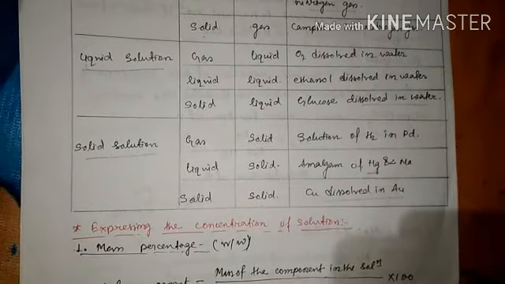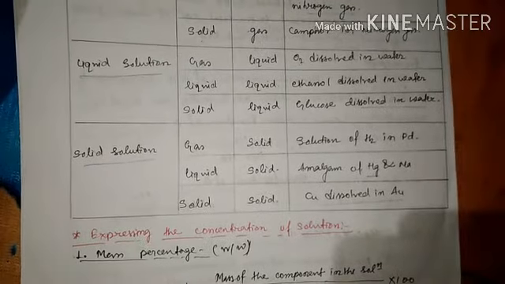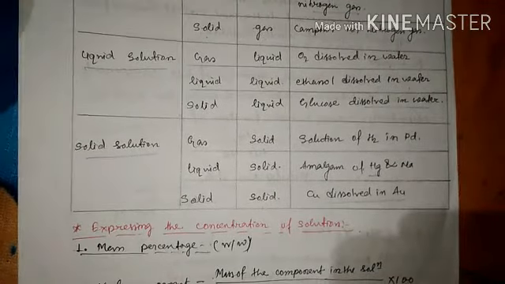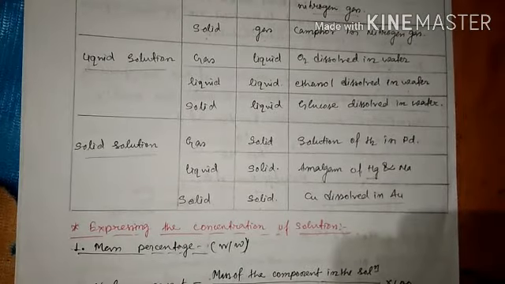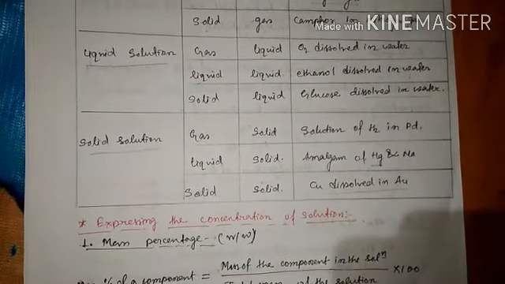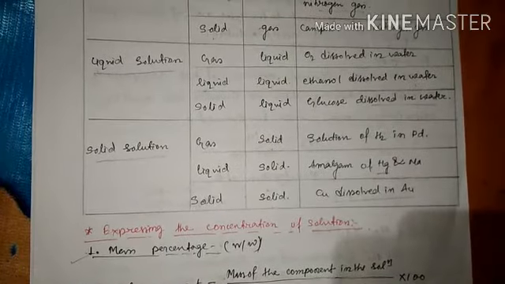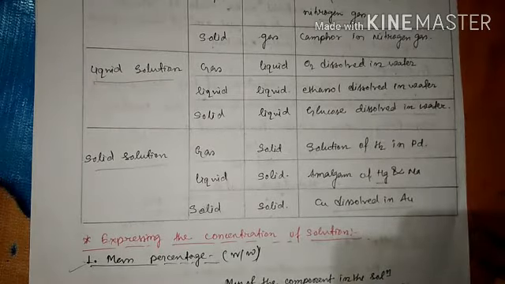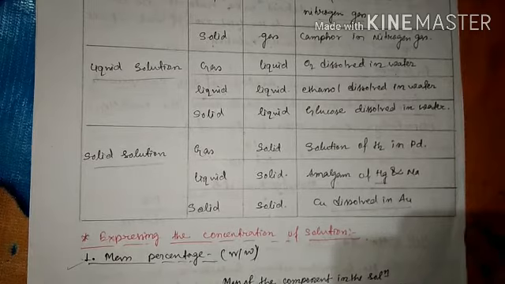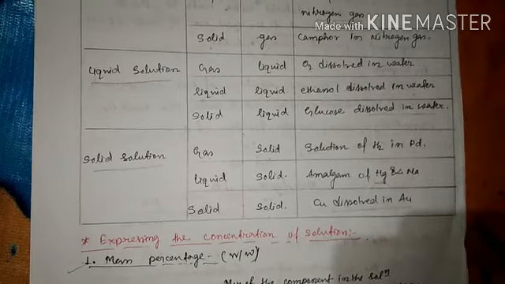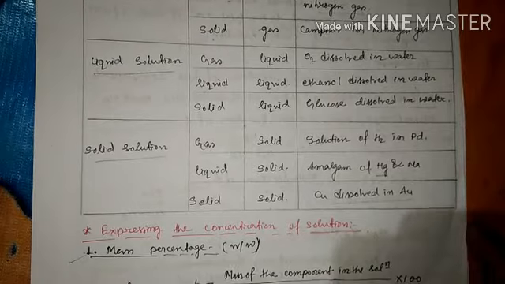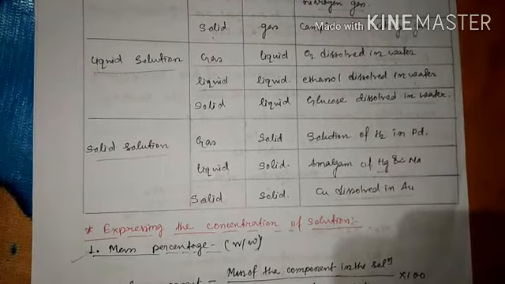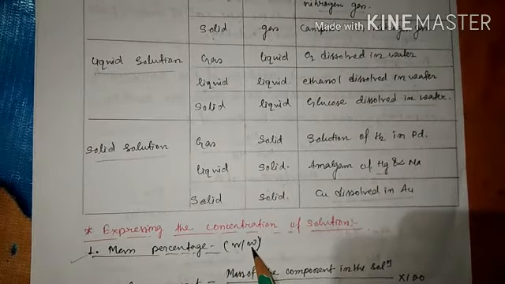Next is the main important topic: how we express the concentration of the solution we prepared, that is, what is the concentration of the solution. Now, one method is the mass percentage. With the help of this mass percentage and some other concepts we will study, we can say what is the strength of our solution. See, first is the mass percentage of a component. Mass percentage means W by W, where W is one weight and W is another weight.